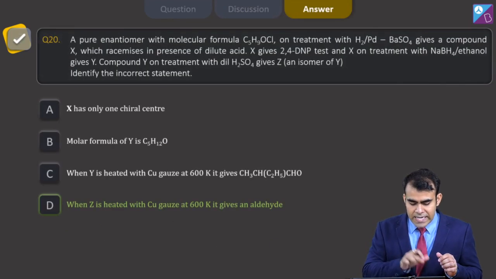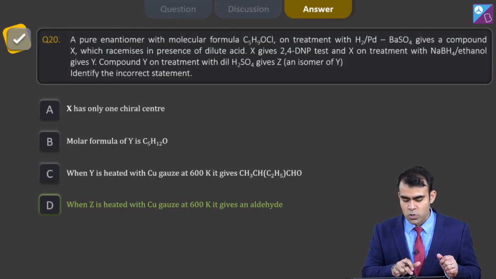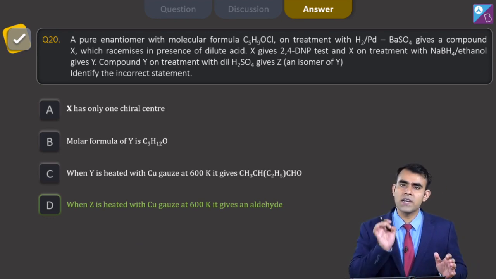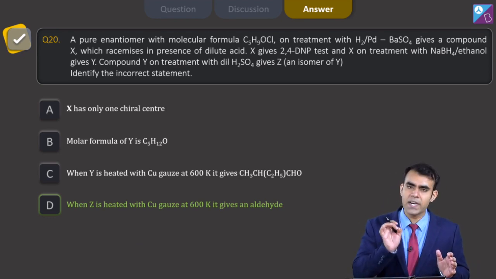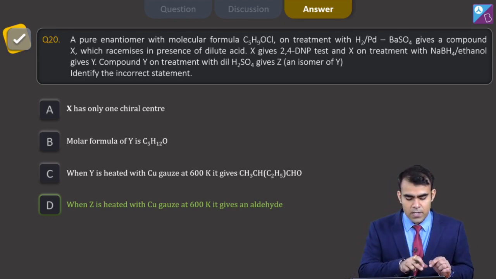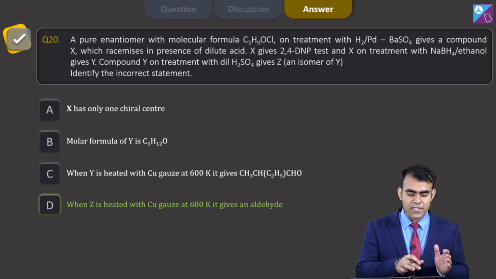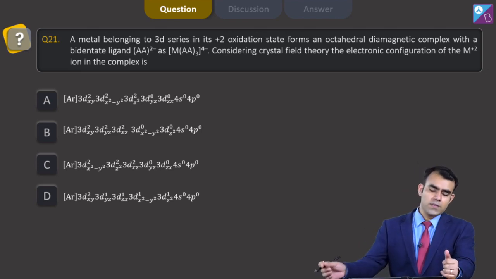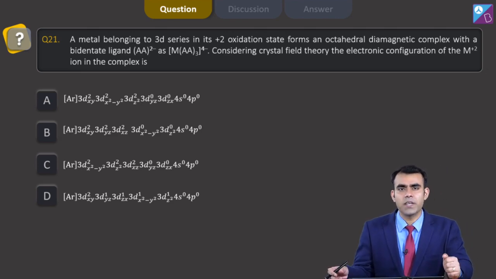And option D says that when Z is heated with copper gauze, it gives an aldehyde. No, Z is a tertiary alcohol, and tertiary alcohol on reaction with copper at 600 Kelvin gives an alkene. So D statement here is incorrect, and we have to select the incorrect statement. So answer is D. Now here we have question number 21.